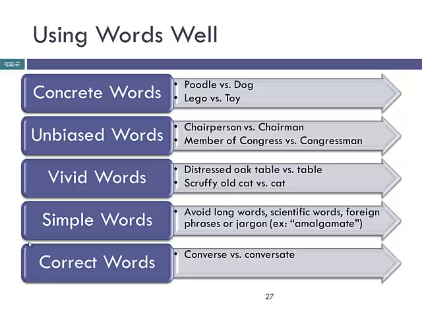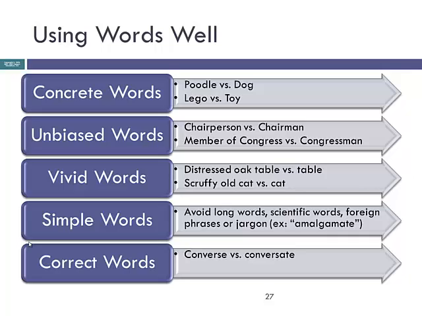Now look at these unbiased words. Look at this: chairman versus chairperson, congressman versus member of Congress. Words that are unbiased but also get the meaning across. Vivid words. I like this one here: table versus a distressed oak table. Get those adjectives in there because that paints a picture for people.